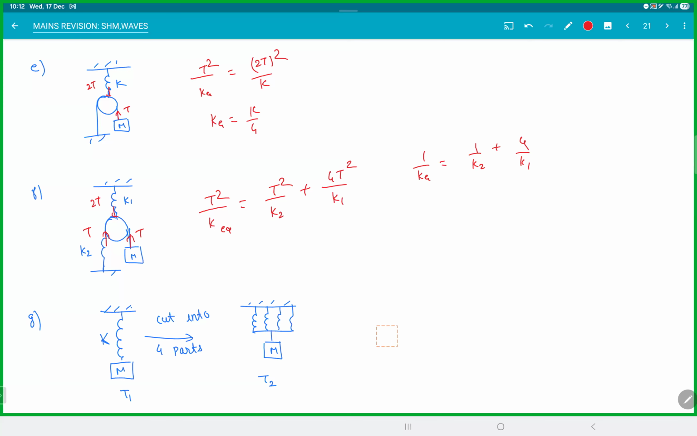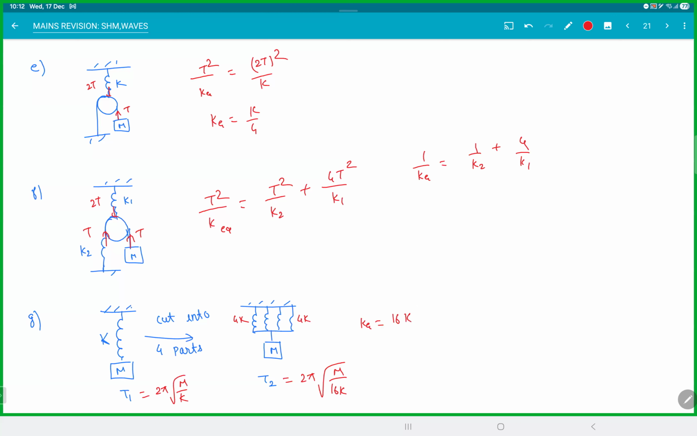What about this one? Whenever you cut a spring, the spring constant becomes 4K. Since you get all of them in parallel, K equivalent will be 16K. So T2 will be 2π√(M/16K). And T1 will be 2π√(M/K). There you can divide them.